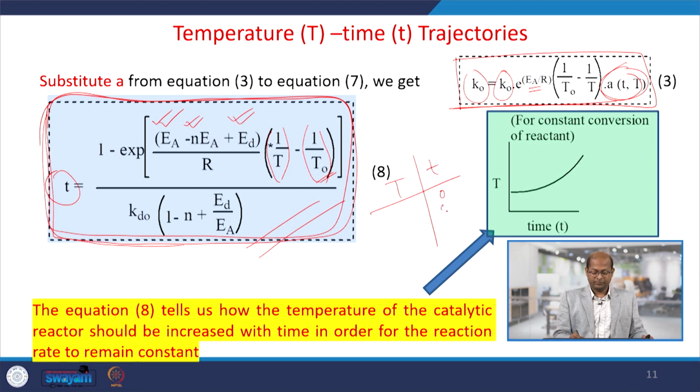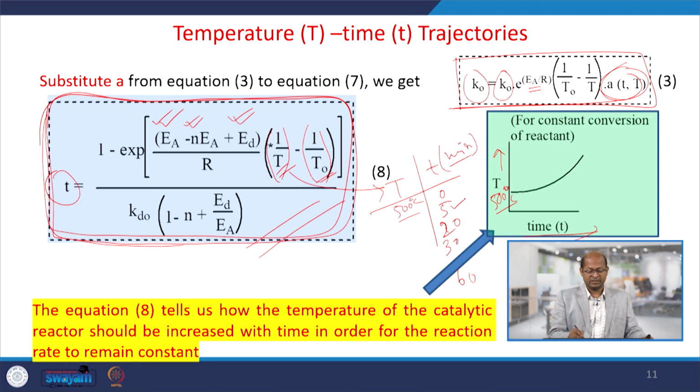So, 0, 5, 20, 30, 60, like that, if we increase, let us say, in minutes, and the corresponding temperatures, this T would come. T0 means for a particular cracking reaction at the beginning, let us say it started with 500 degrees centigrade. So, on the y axis we are plotting temperature and on the x axis time. Initially 500 degrees centigrade would be there, and after that, at 5 minutes, if t equals 5.